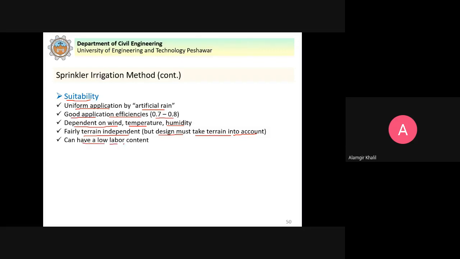It can have a low labor content. If the system is efficiently running and operating, then it may not require much labor. So this can be an advantage. However, it has more initial cost to install such a system, and high maintenance cost due to pumping. You have to maintain this system, so it will have a maintenance cost and can be complex to run.